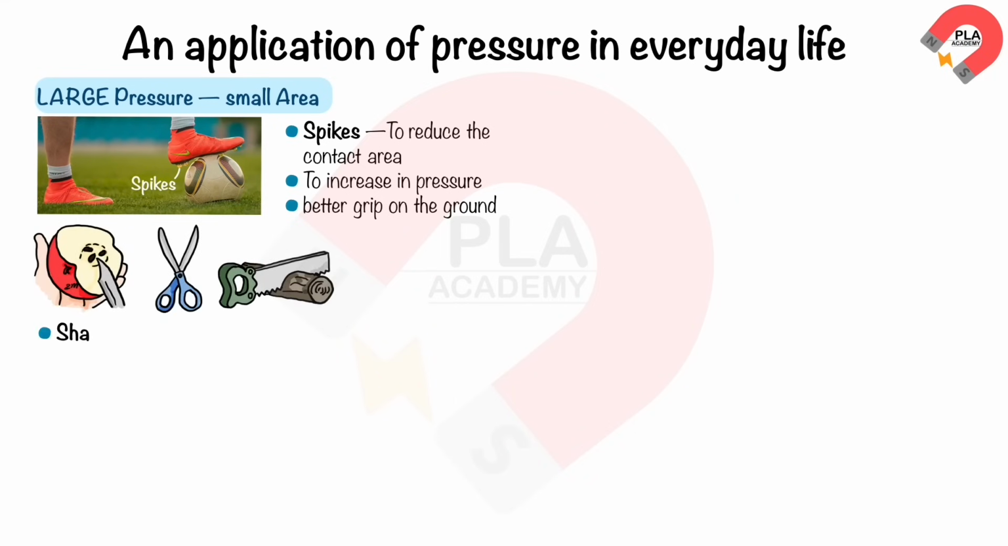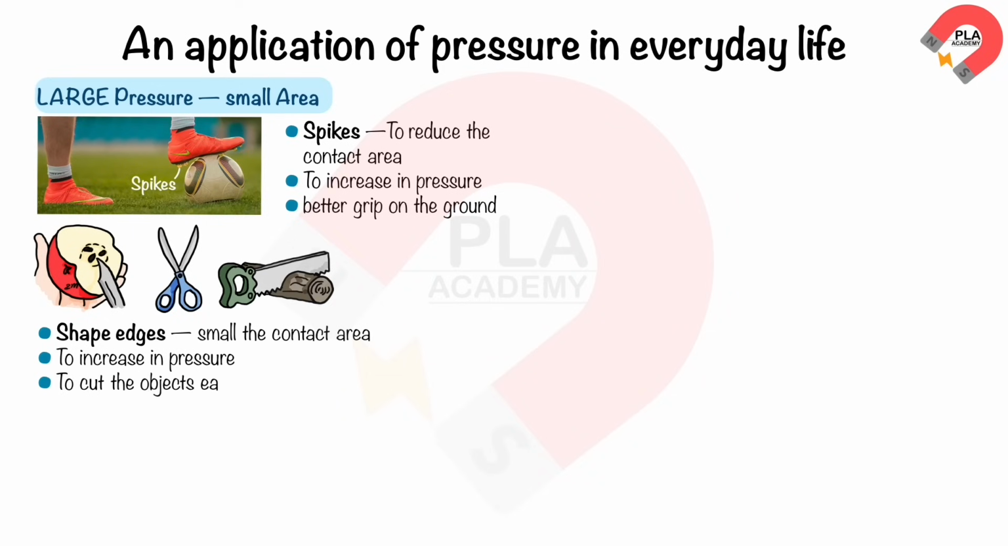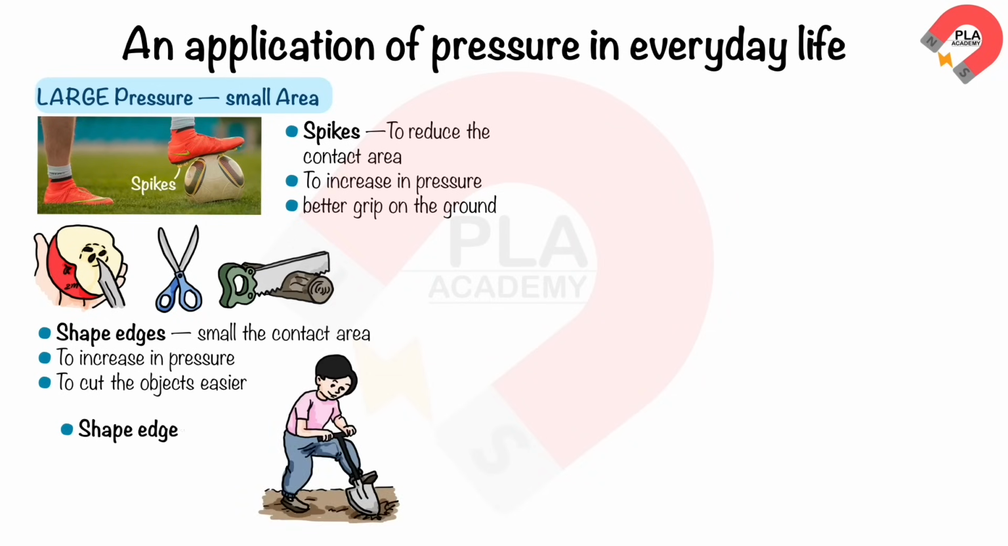Knives, scissors and saws are all used to cut objects, because they have sharp edges that create a small area of contact, resulting in high pressure that helps to cut the objects easier. The shovel's sharp edge creates a small area of contact with the ground, resulting in a high pressure that helps to dig the soil easier.